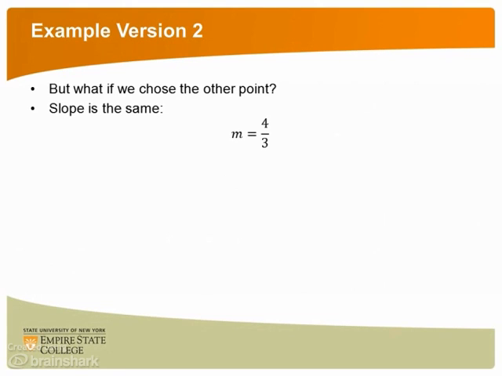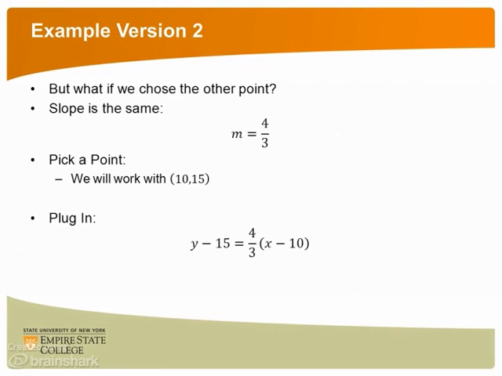But what happens if we chose the other point, rather than (7, 11)? Let's find out. It seems obvious that the slope would be the same, so our m is still 4/3. This time, we select the point (10, 15).